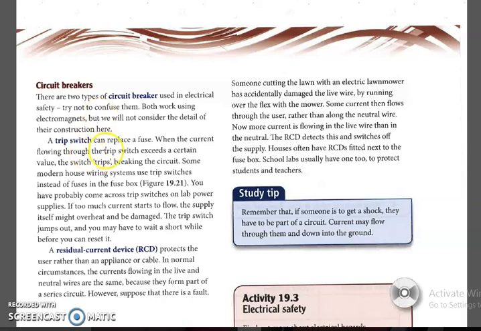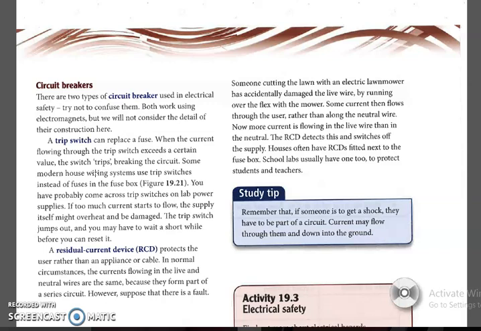A trip switch can replace a fuse. When the current flowing through the trip switch exceeds a certain value, similar to a fuse, the switch trips and breaks the circuit. Some modern wiring systems use trip switches instead of fuses in the fuse box. We can see that most houses now have this particular type of wiring, and each room has its own trip switch.